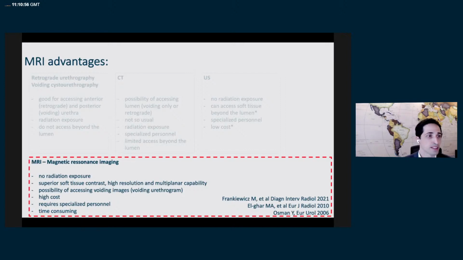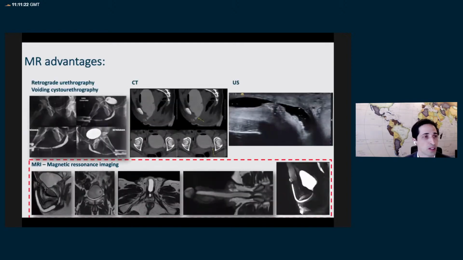it's quite time-consuming. The preparation of the patient and the exam last approximately 30 minutes. And of course, you do need specialized personnel also. So the greatest advantage of MRI over the other methods is superior soft tissue contrast. Here we see some examples of these exams: retrograde urethrography and voiding cystourethrography. This is an example of voiding cystourethrography, showing us a focal stricture of the urethra in a female.